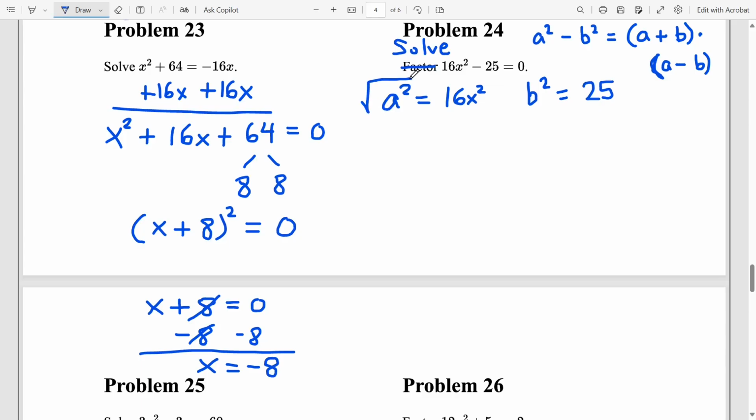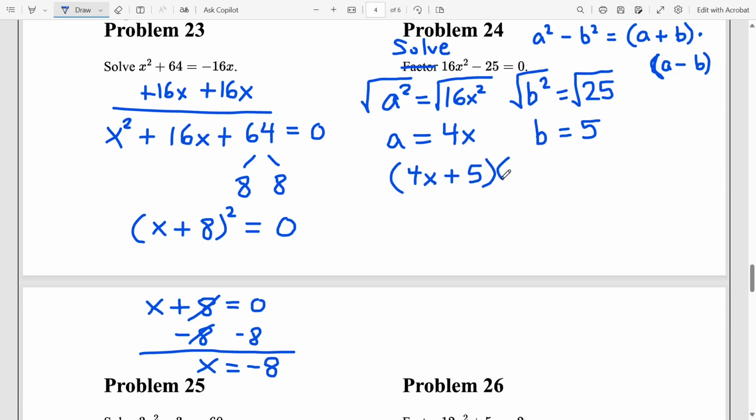So to figure out a, we take the square root of a squared, meaning we have to take the square root of 16x squared. Square root of a squared is a. Square root of 16x squared is 4x. We take the square root of b squared to get b, meaning we have to take the square root of 25. So square root of b squared is b, square root of 25 is 5. So the left-hand side of the equation is going to factor into 4x plus 5 times 4x minus 5. And that equals 0. All right.